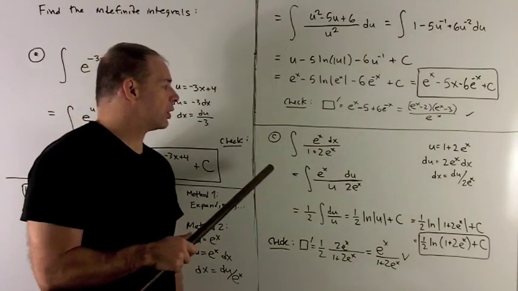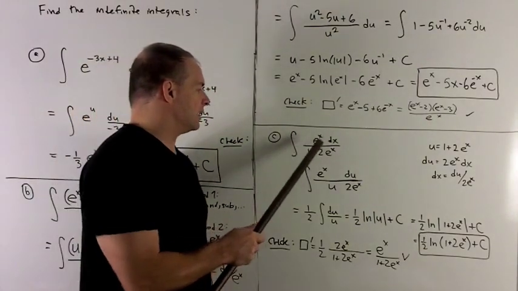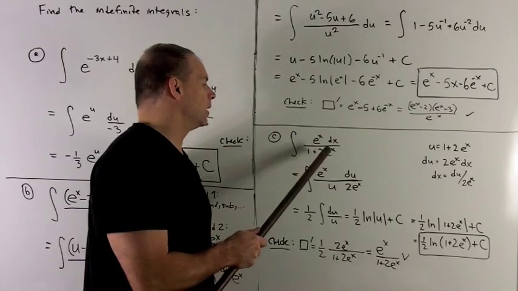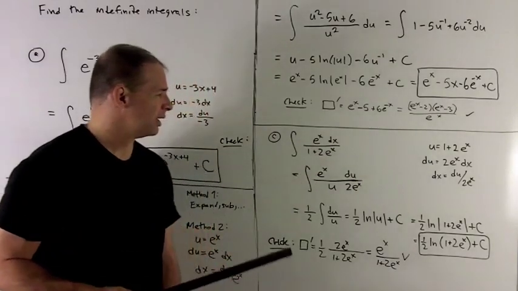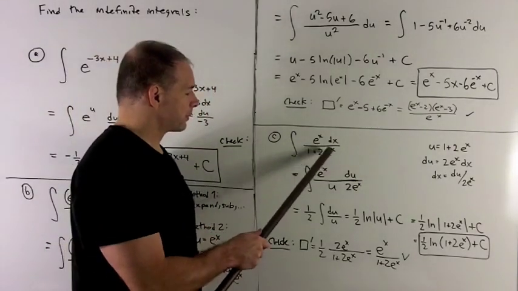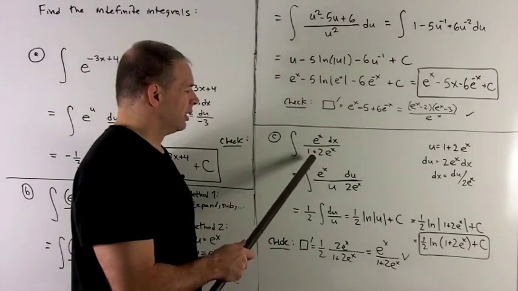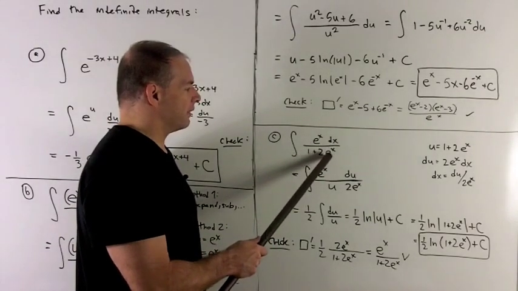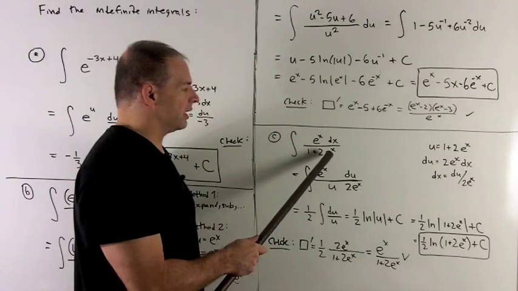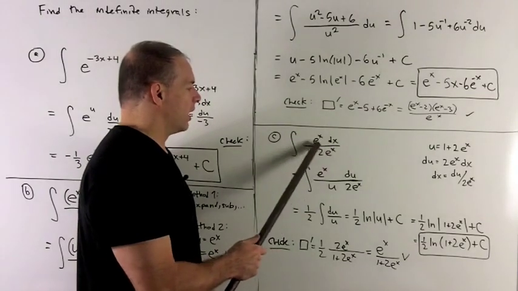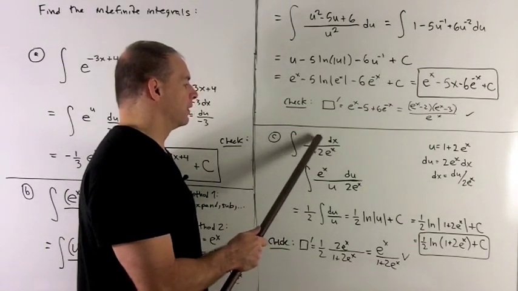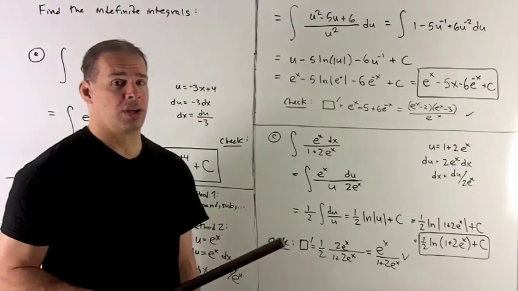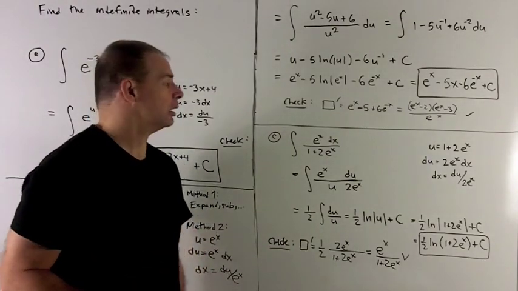For my final integral, let's try e to the x dx over 1 plus 2 e to the x. Okay, you notice here, the thing in the bottom, well, if I forget about the 1 and the 2, I have e to the x, and if I take its derivative, I get e to the x back. So this looks like a function underneath its derivative. So I should be thinking natural log here.